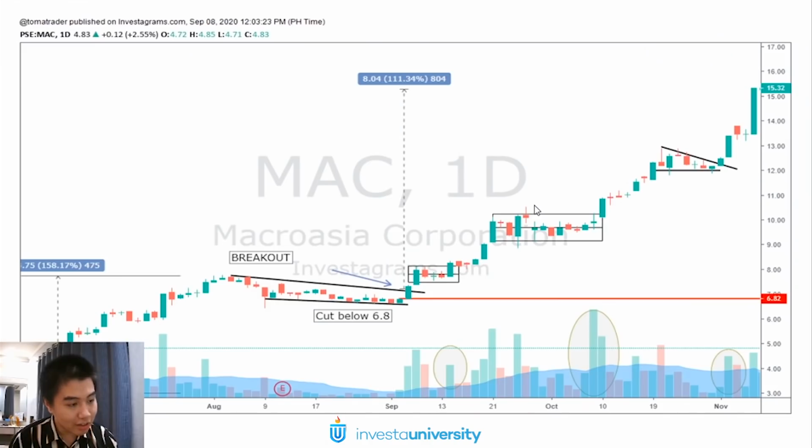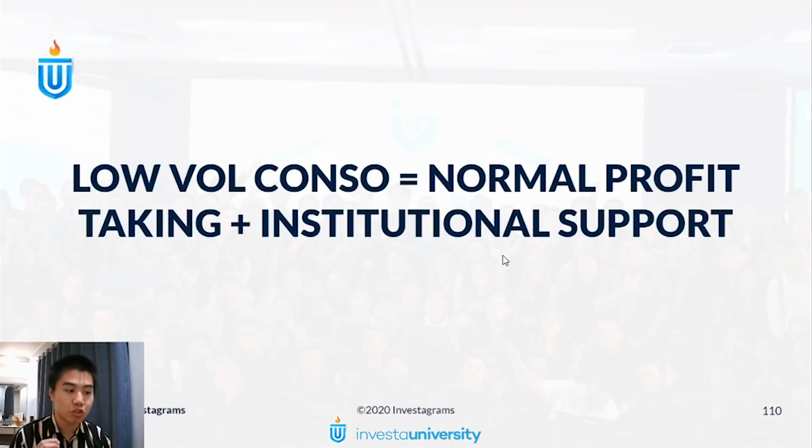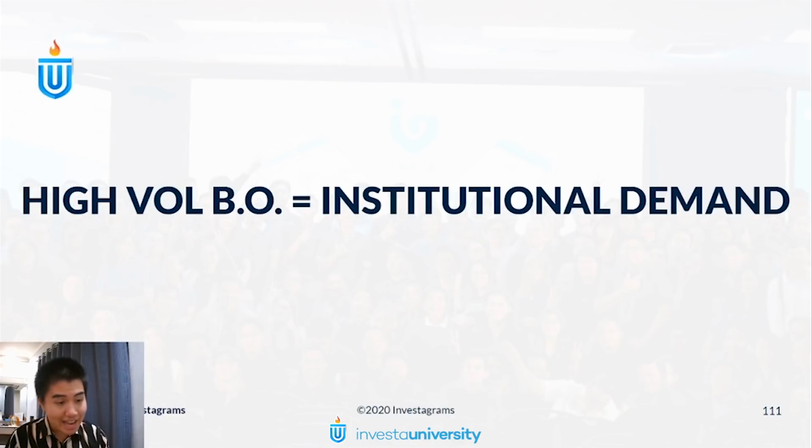So, but, yun nga, kapag nag-post lang siya ng ganyan, it formed the classic continuation patterns that shows institutional support. Right? Kasi of course, prices of stocks won't go up if puro retail traders, yung tayo lang bibili, we need, diba, institutional backing to help prices push higher. And then, we want to see high volume breakouts to show institutional demand.